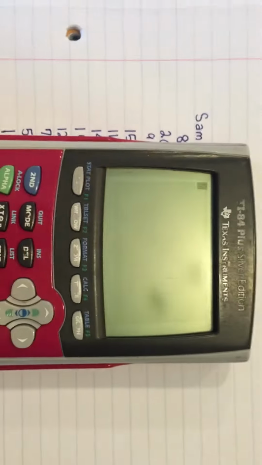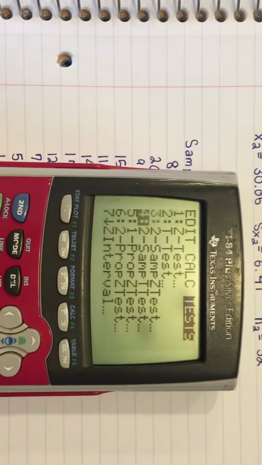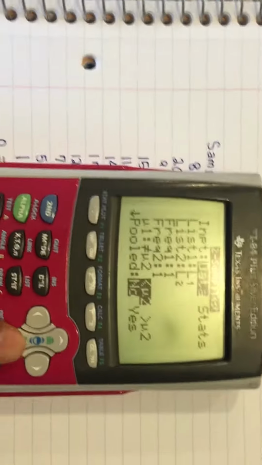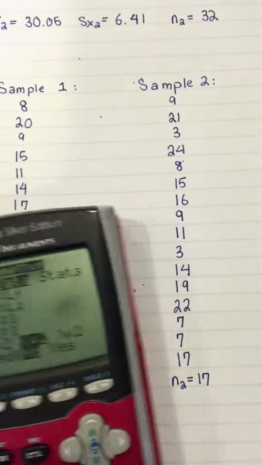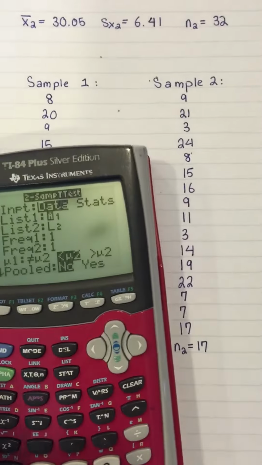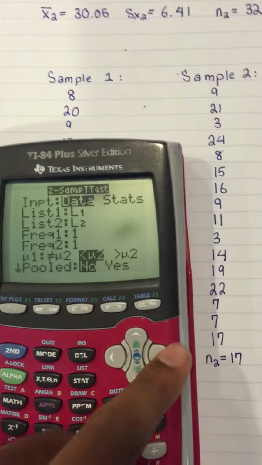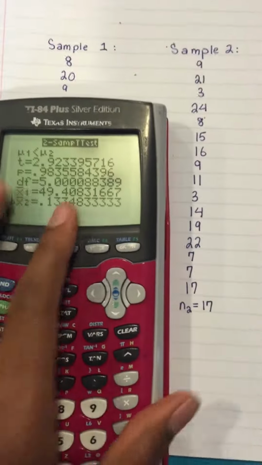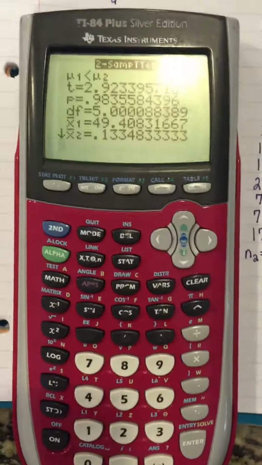Okay, now if you want to do the test for data lists instead of using stats, you scroll back here and you go to data. List 1 will be your x values from sample 1, your observations from sample 1, and list 2 will be your observations for sample 2. We will leave the frequency lists as they are, and we will still do less than, and we will still not pool the data. And you press Calculate, and you'll be given the same things. This is just from a previous problem.